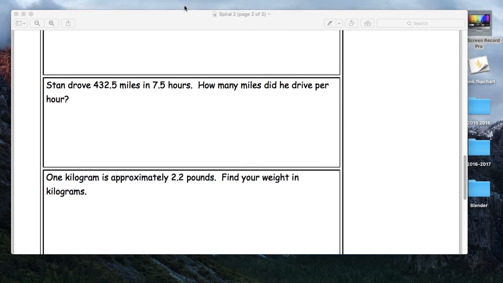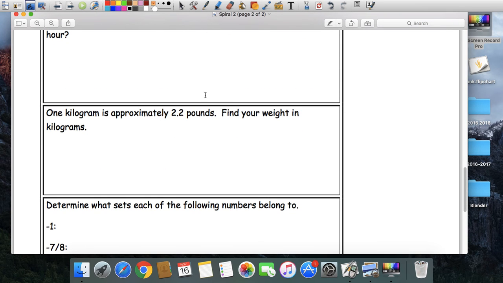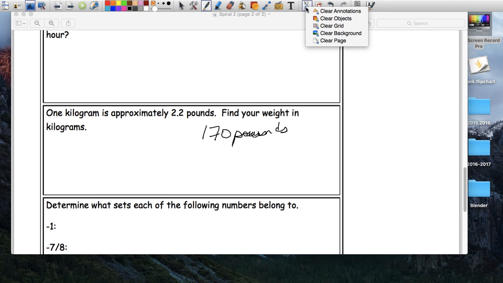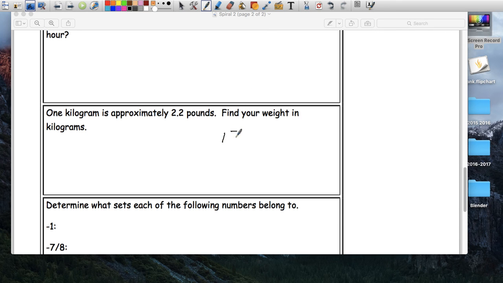This one is, 1 kilogram is approximately 2.2 pounds. Find your weight in kilograms. Okay, so last time I weighed myself, I'm not too proud of this, but it was about 170 pounds. The rest of the world uses kilograms, so I'd be very heavy if I used 170 kilograms. So 170 pounds, if I want to find how much I am in kilograms, I can just divide 170 by 2.2. That's going to give me my weight in kilograms.